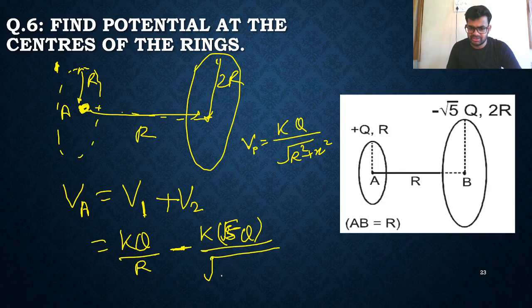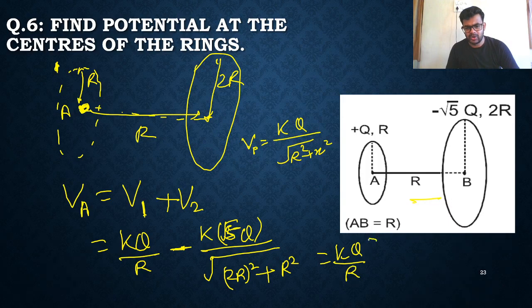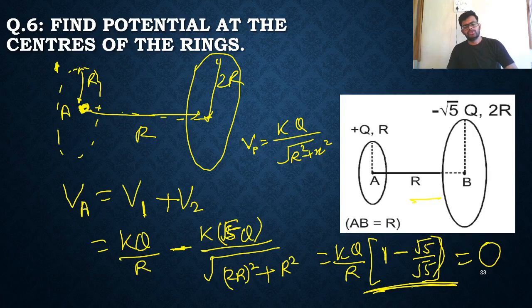What is the radius of this ring? Its radius is 2r, so I write root of (2r) square, and the value of x is just r, so I write r square. Finally, taking KQ divided by r common, here I'll get 1 minus root 5 divided by root 5. So this is 1 minus 1, and we are getting 0. So the potential at the center of the first ring, at point A, is 0.